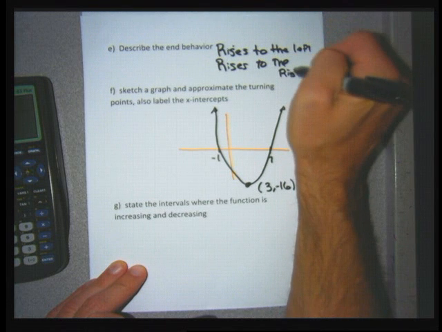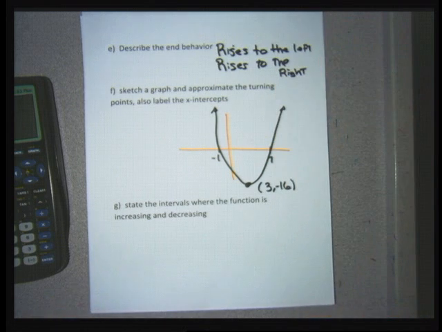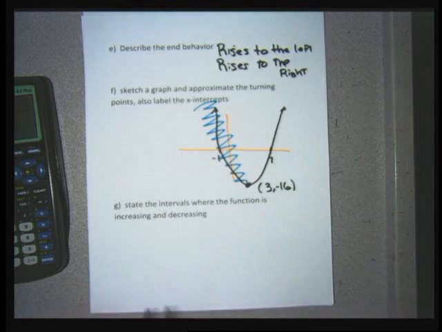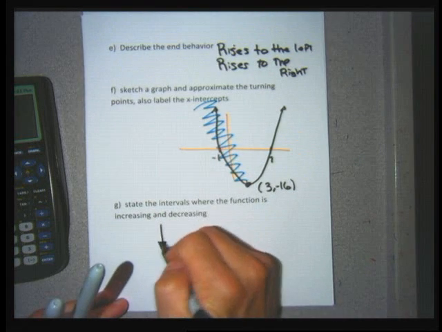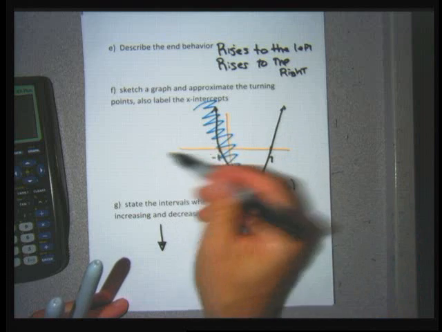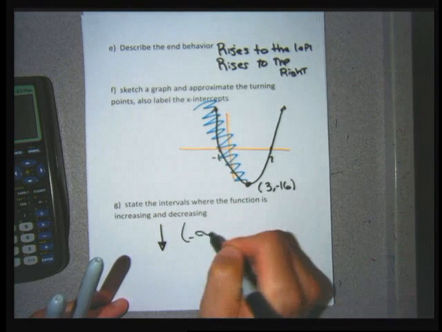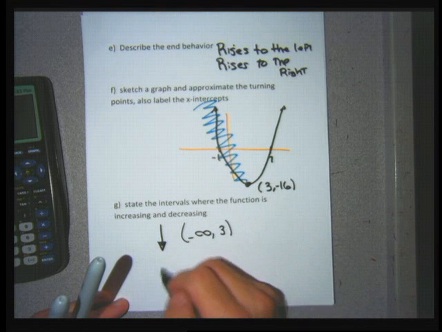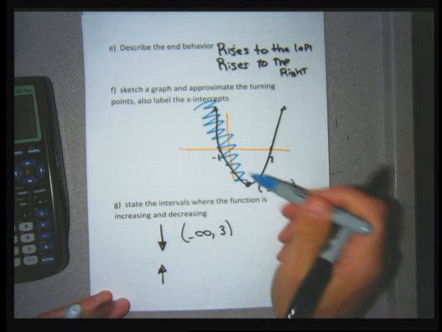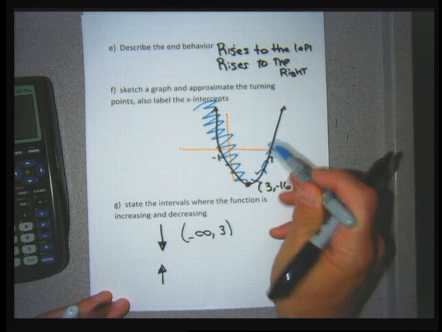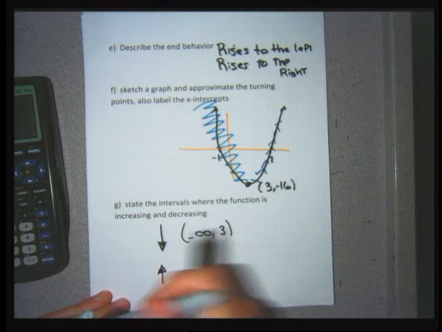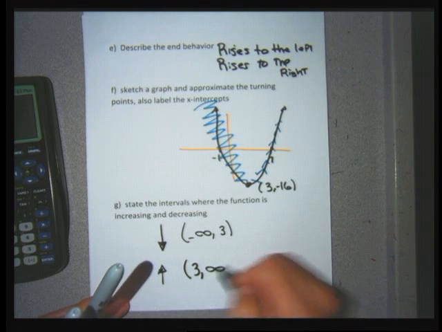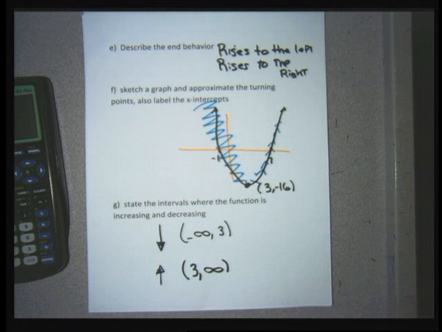For the increasing and decreasing, this half of the graph is the decreasing. I'm going to say it's decreasing from the far left edge of the x-axis, which is negative infinity, to the x-coordinate of the vertex, which is 3. And then after the vertex, it turns around and starts going up. In this region, the graph is going up, or increasing. In terms of x, the x-coordinate of the vertex where it starts increasing is 3, and it increases forever to infinity. That's all there is to do for that problem.